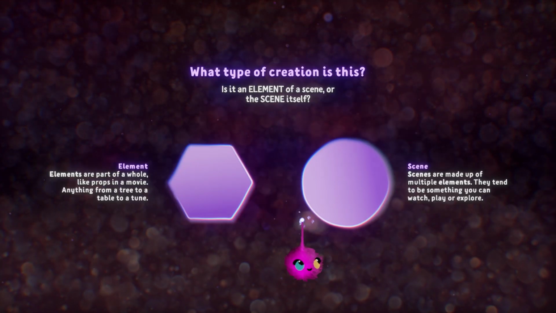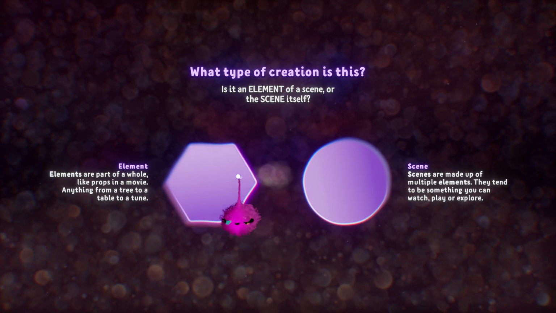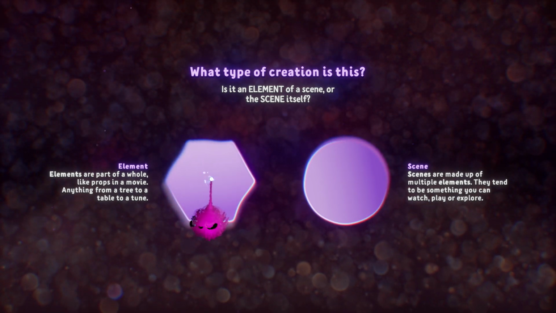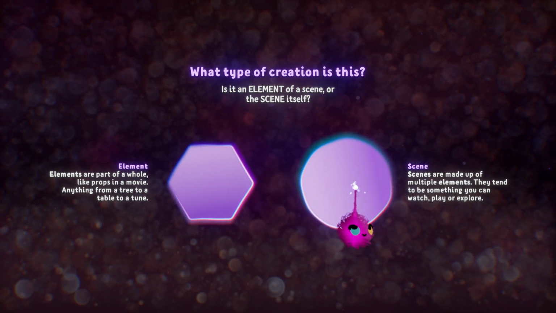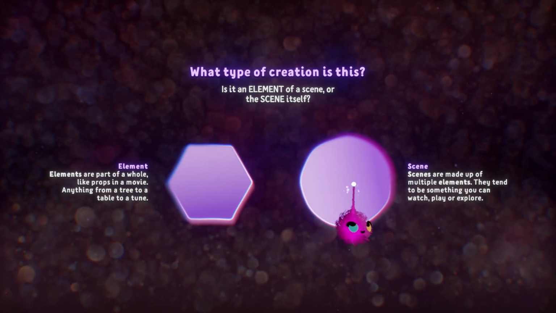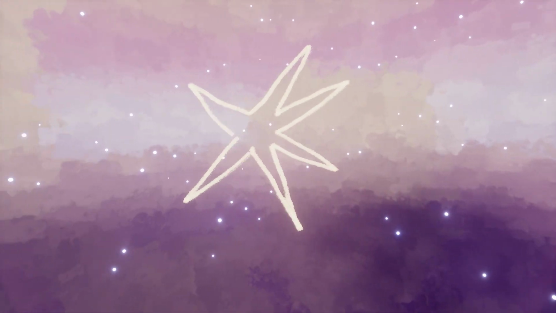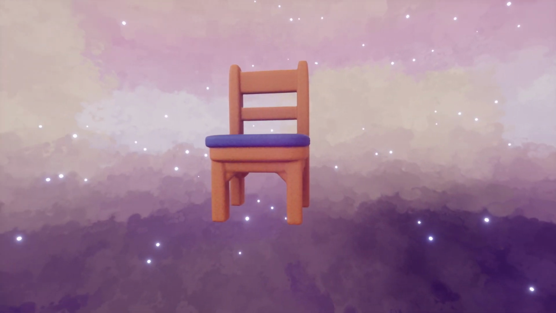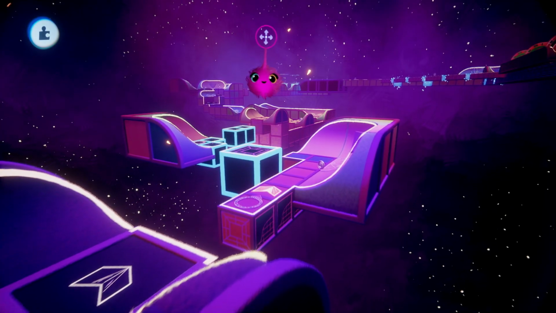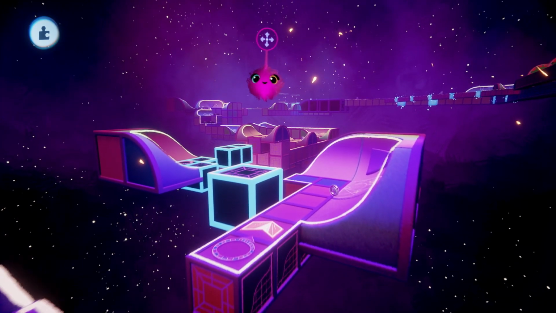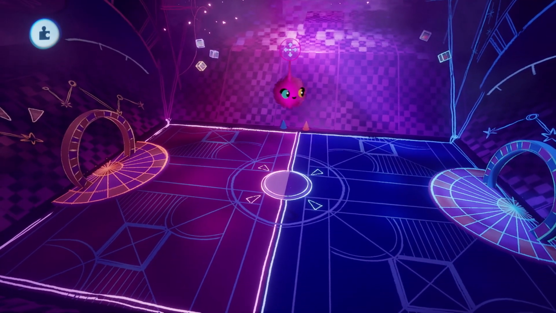The first time you quick save in edit mode, you'll need to decide whether you've created an element or a scene. Elements are individual things like characters, sculptures, pieces of music. They're the building blocks of scenes. Scenes are self-contained audio-visual experiences like game levels. They can be connected together in a dream.